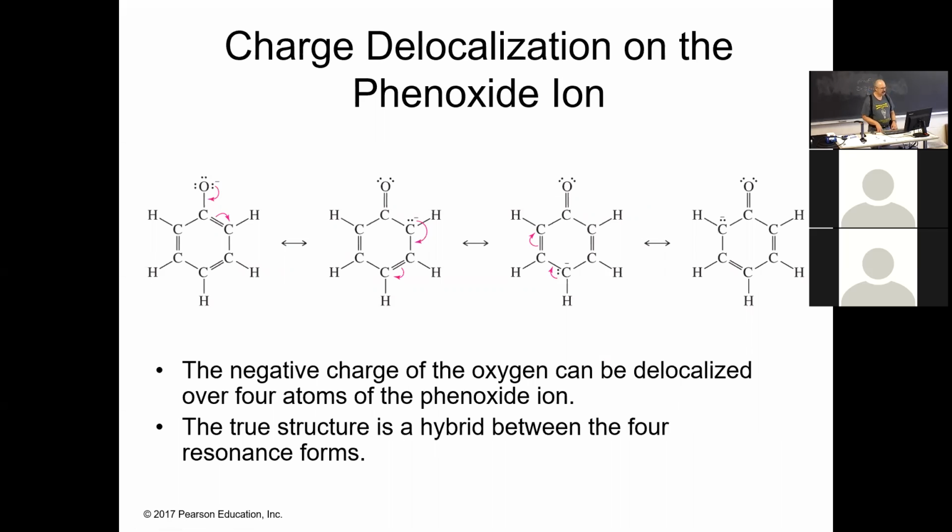Okay, with cyclohexanol, once we lose that proton, the negative charge on the oxygen will not go anywhere and can't be delocalized. But with phenol, you can see that we can spread that negative charge all the way around the ring. So we have 4 resonance structures. Resonance delocalization is a highly stabilizing phenomenon.